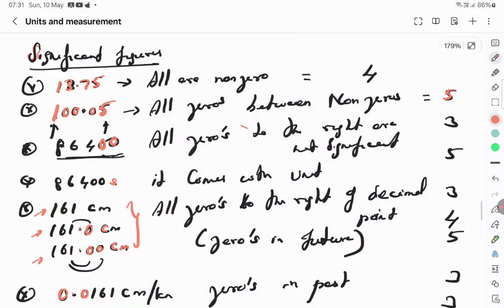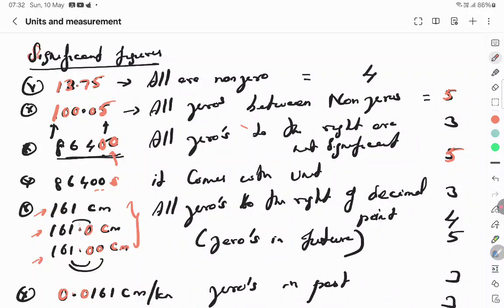Next, the zeros that follow can be ignored provided there is no unit. Okay, so then therefore that's got only 3 significant figures. That is, all zeros to the right are not significant. Next, when it comes with a unit, see this is seconds or meters, then everything should be counted. Therefore, since it comes with a unit, you have to count, and it has got 5 significant figures.